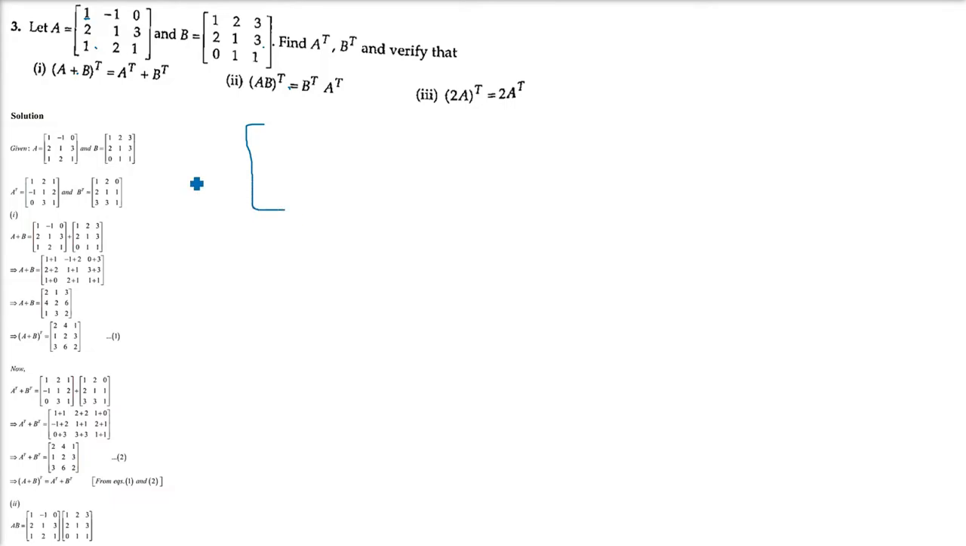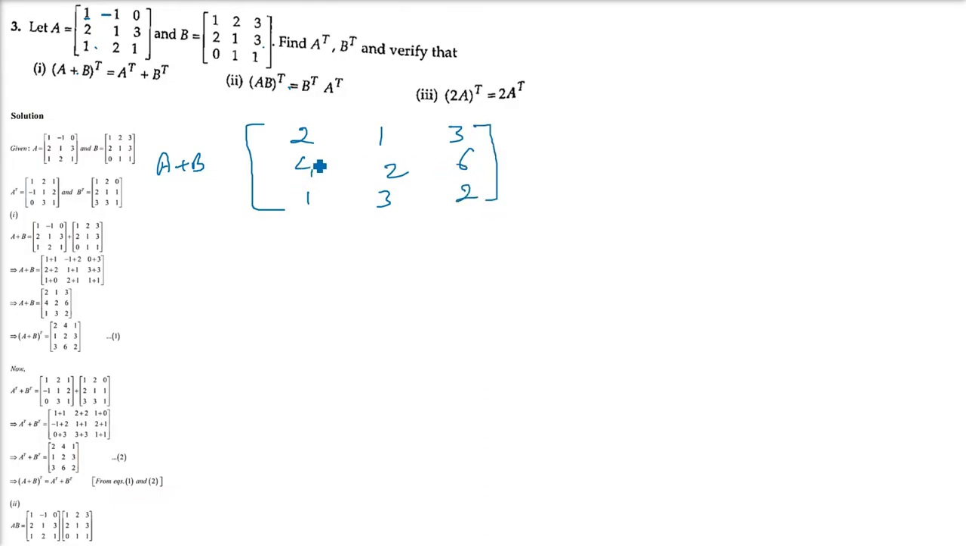I'm directly adding A plus B. What is A plus B? 1 plus 1 is 2. Negative 1 and 2 is 1. 0 and 3 is 3. 2 and 2 is 4. 1 and 1 is 2. 3 and 3 is 6. 1 and 0 is 1. 2 and 1 is 3. 1 and 1 is 2. This is A plus B.